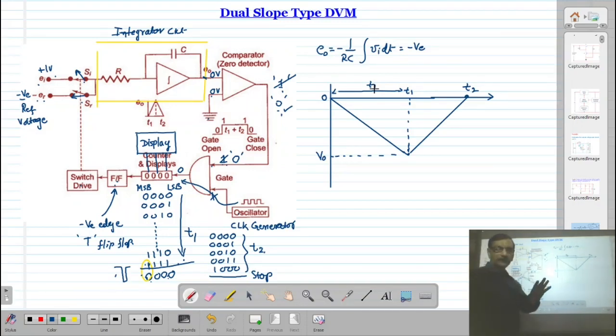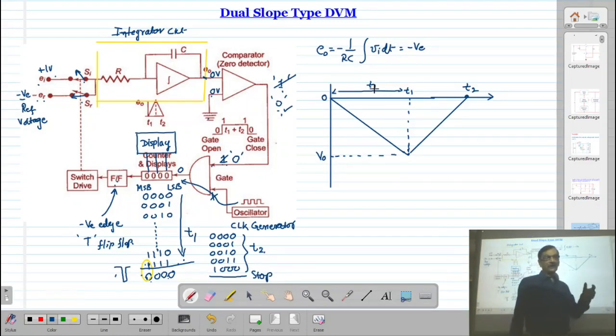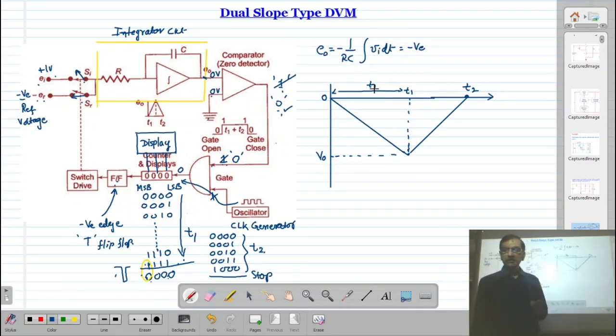So for a 4-bit counter, it will be fixed, because the duration of the clock pulse is fixed. If you have 8-bit or 16-bit, it means that first of all, we are integrating our input voltage for a fixed time period of T1. Correct? And then when this switch is connected to the negative voltage, the output voltage of your operational amplifier is going to have a positive slope, meaning the negative voltage goes on decreasing.